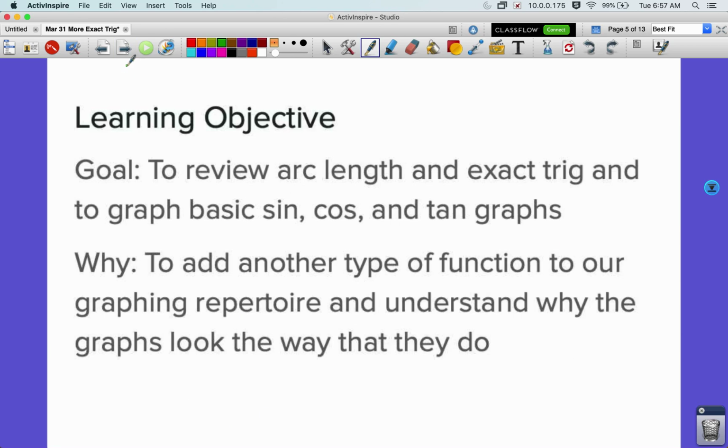All right, our goal today is to review arc length and exact trig and to graph basic sine, cosine, and tangent graphs. Why are we doing this? To add another type of function to our graphing repertoire so that when we're doing regressions, we just have another possible graph that we can use to represent the data that we're seeing. I really want you to understand why the graphs look the way that they do by zeroing in on a bunch of examples at the key values of 0, 90, 180, 270, and 360 degrees.